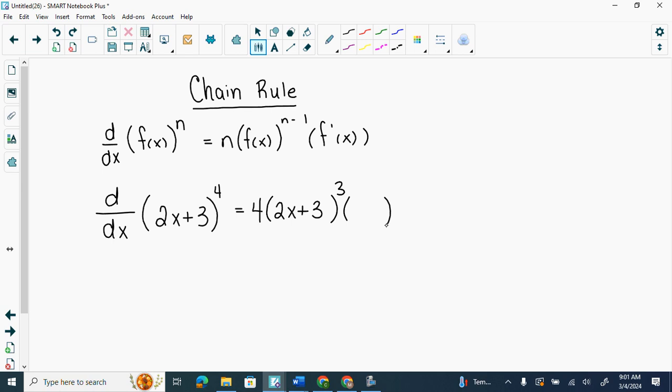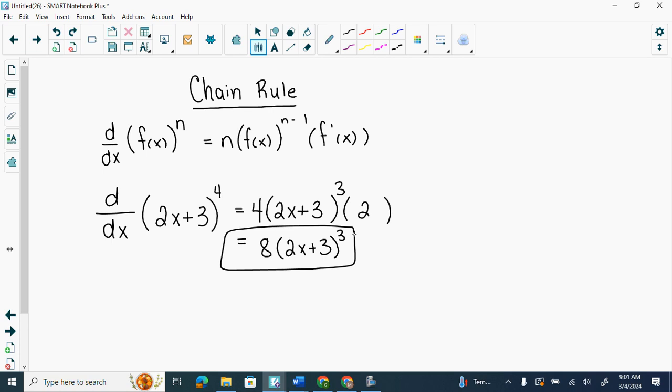What's the derivative of 2x plus 3? 2. Can the 2 join the 4 because it doesn't have a variable or anything? Yes, they will join. So it'll be 8 times 2x plus 3 cubed. That will be your derivative. Let me box it because we're loud and proud.